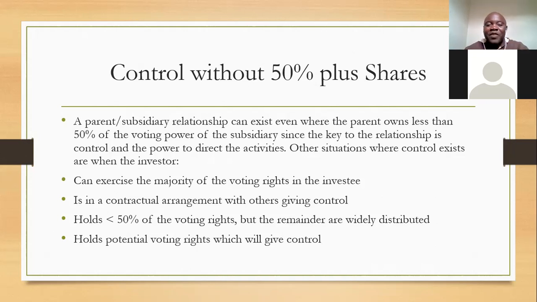If you hold less than 50% of the voting rights, but the remainder are widely distributed, like the example of Elon Musk, who has only about 9.2 or 9.1% of the shareholding of Twitter. But those that hold 1%, 0.1%, are so fragmented that they cannot come together. They are so widely distributed that it is practically impossible to form one voting bloc. Elon Musk will still have a voice, and this is why he's going to be sitting on the Twitter board.